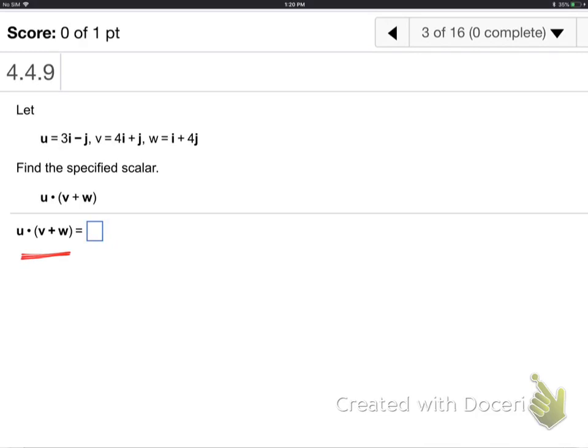So we learned to add vectors last time. Where do you start? Addition. Always start with inside the parentheses, right? So go ahead and try that one. Start in the parentheses. Add vectors V and W first off. Get that answer, and then do the dot product with vector U. See what you can get there.